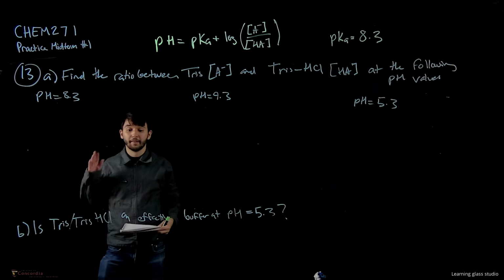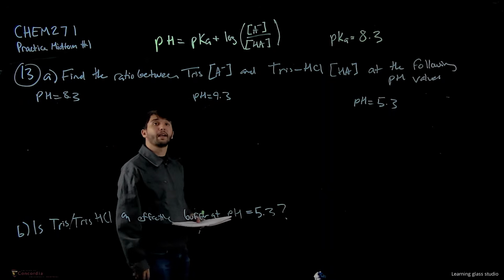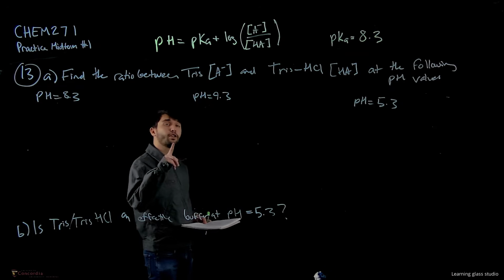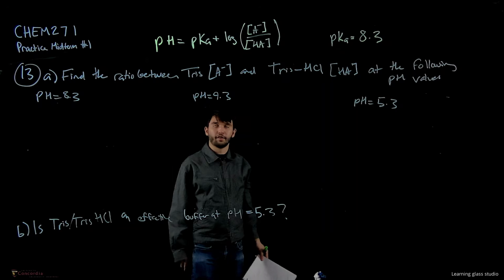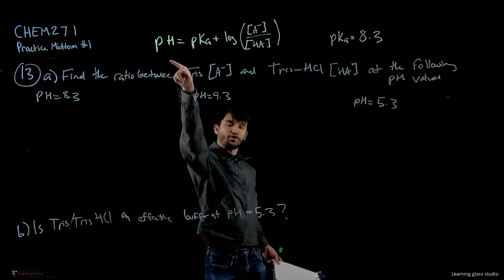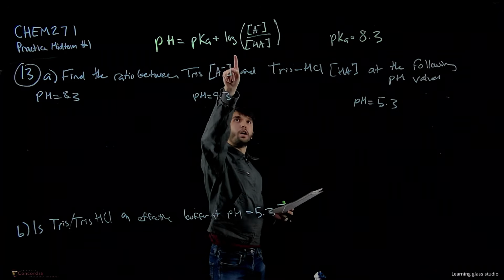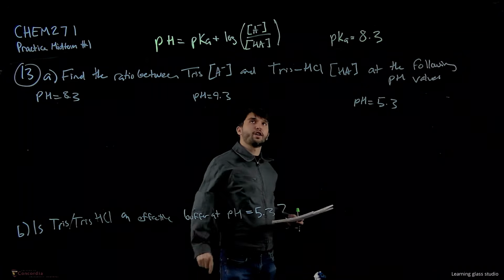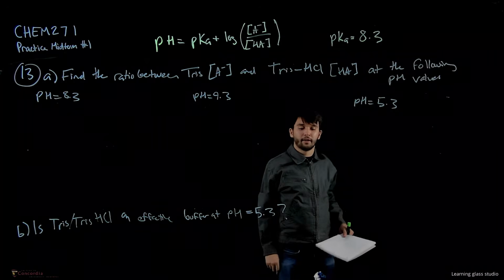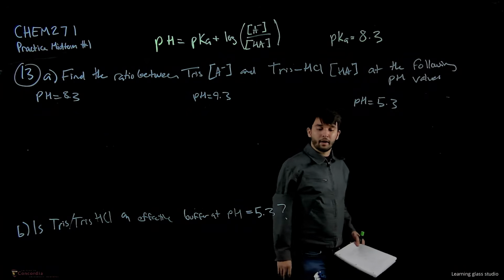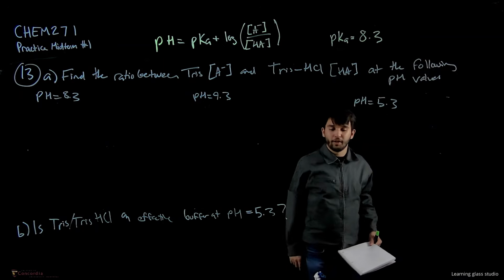All right, this is the last question of the first practice midterm. We are being asked to find the ratio between tris and tris HCl at the following pH values. To do this, we need the Henderson-Hasselbalch equation, which is up here: pH equals pKa plus log A minus over HA, so the concentration of the conjugate base divided by the concentration of the acid. We also need to know the pKa of tris and tris HCl. This is given. It is 8.3.